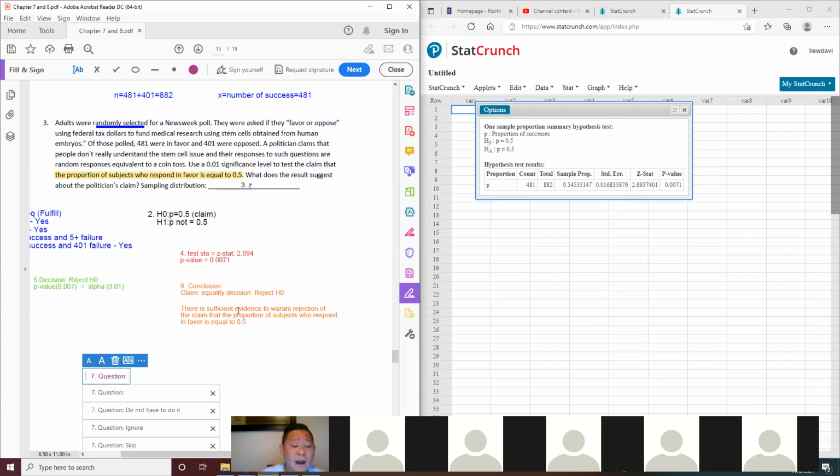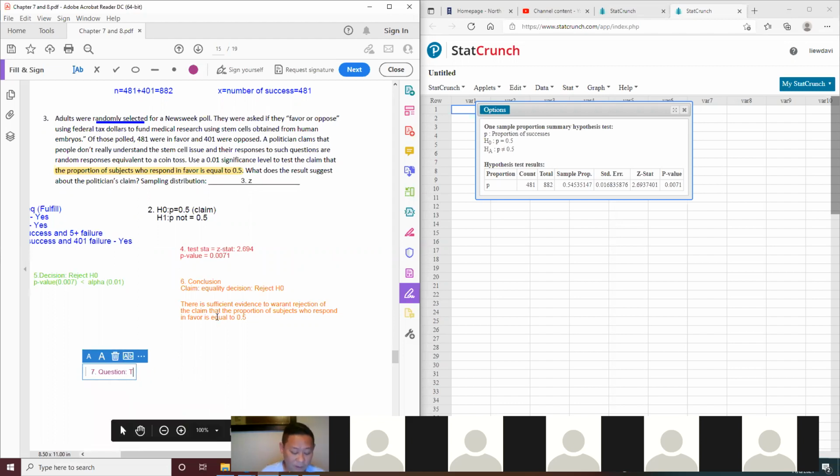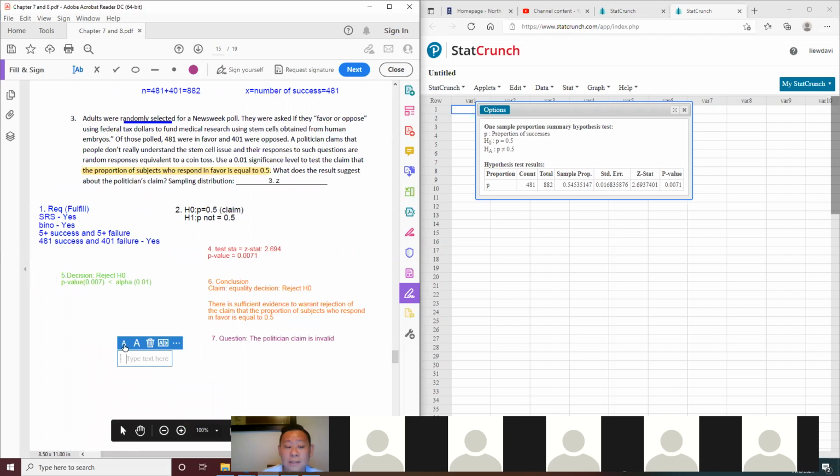So are we accepting the claim or rejecting the claim? We are rejecting the claim. So that means the politician claim in this case is what? Invalid. Yes, the politician claim is invalid, because what you wrote down on number 6 here is where you reject your claim. So make sure you know how to do this. This is not difficult. Make sure you understand the 7 steps of hypothesis testing, and yes, this was a lot of points in your test.